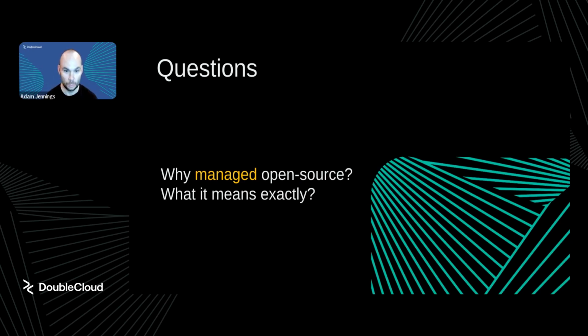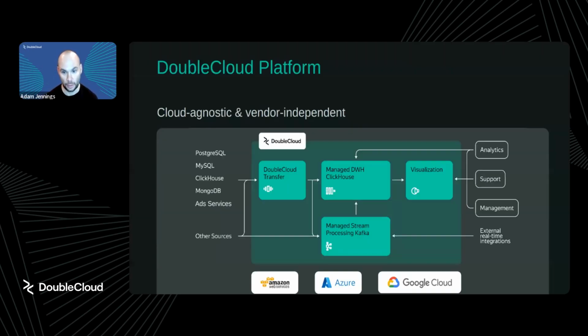Yeah. So when we talk about managing the open source projects, you can look here on this screen. It's our basic architecture diagram. And you see the managed data warehouse of ClickHouse in the middle there, and managed Kafka. And when we manage it, we're going to say, hey, we're going to spin up the infrastructure behind the scenes.